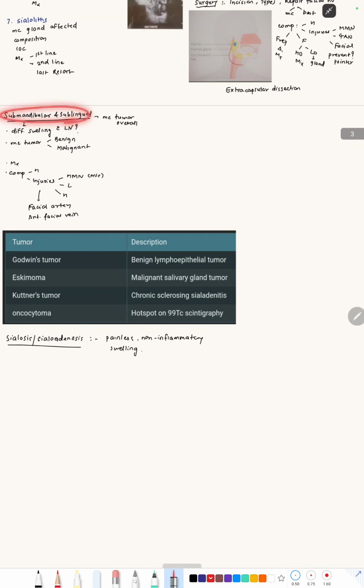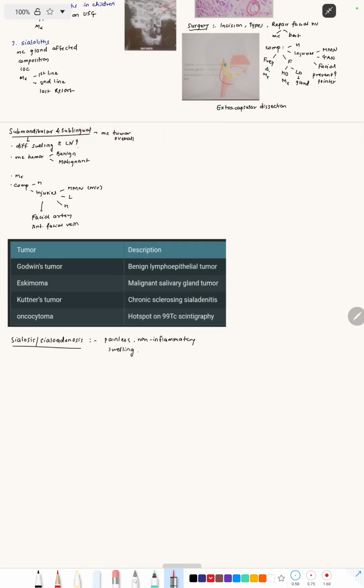Then submandibular and the sublingual gland. The most common tumor overall in submandibular and sublingual gland we should talk. So the first is submandibular glands. In the submandibular glands, how to differentiate between submandibular gland swelling and lymph nodes? It is done with the help of bimanual palpation. Then the most common benign tumor is going to be pleomorphic adenoma.